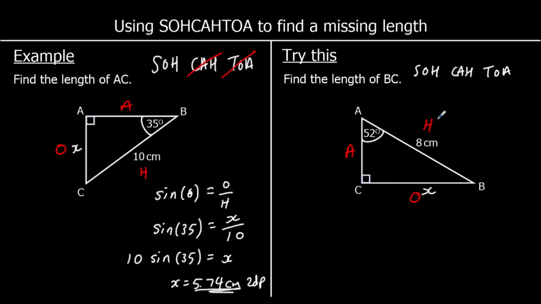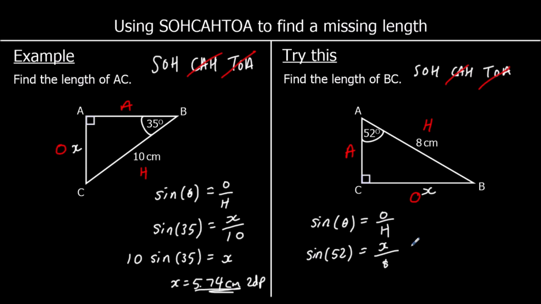So we've got H. We know H. We want to work out O. And A is not in the question. We don't know what it is, and we don't want to know what it is. So we're using the one with O and H in, which is SOH. Or you could say we're not using the ones with A in. So we're using SOH, which again means sine with the angle equals O over H. So in this example, the angle is 52. So sine 52 equals x over 8.